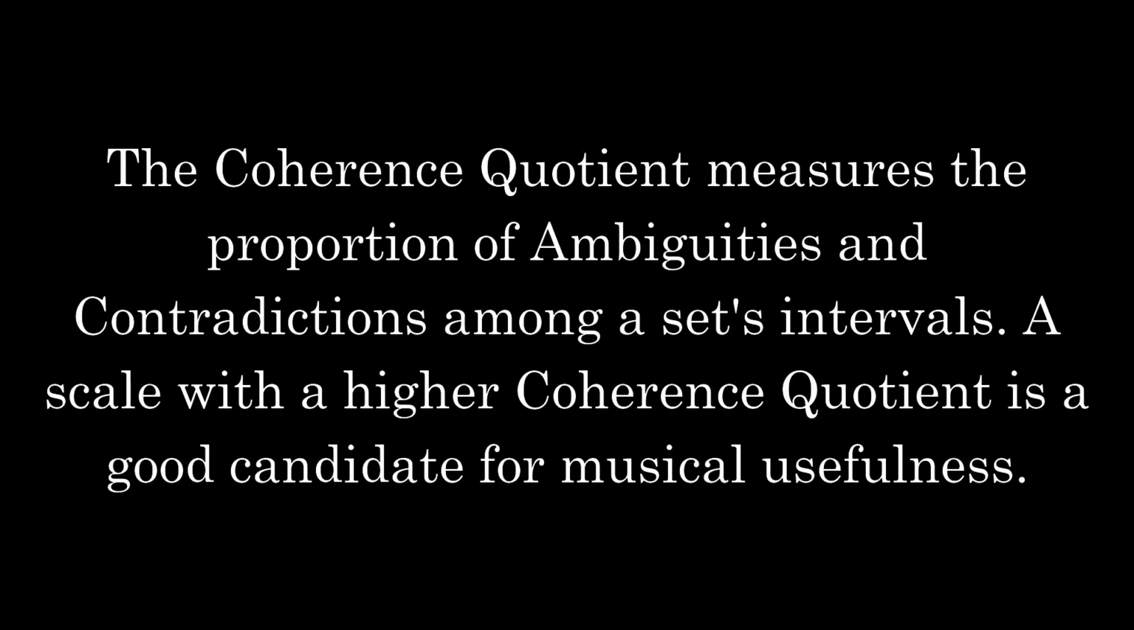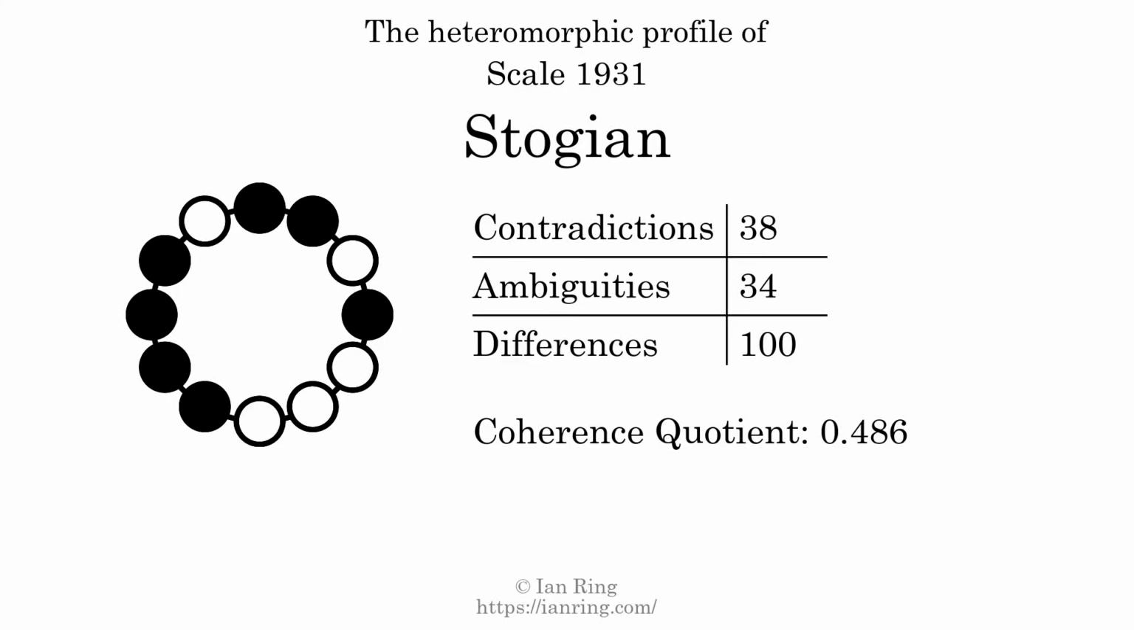The coherence quotient measures the proportion of ambiguities and contradictions among a set's intervals. A scale with a higher coherence quotient is a good candidate for musical usefulness. The coherence quotient is 0.486.